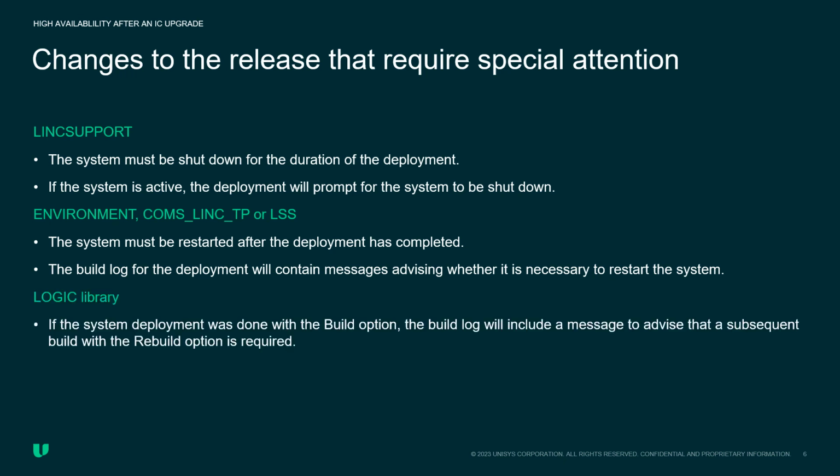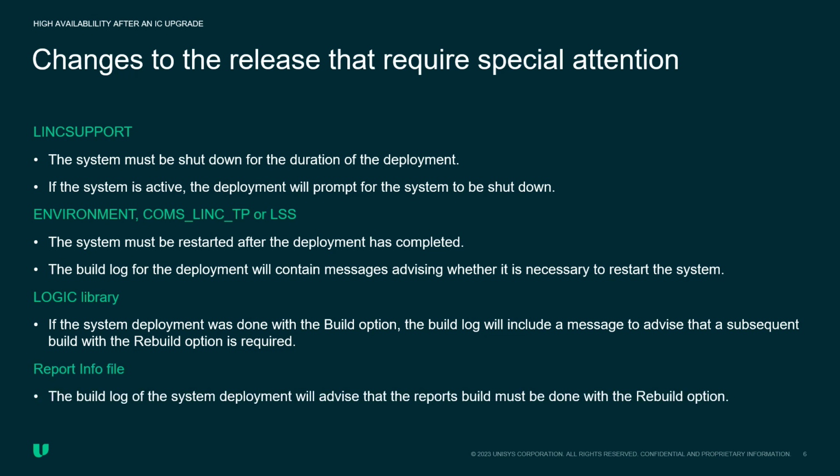The system must be deployed with the rebuild option when there are changes to the logic library. This ensures consistency across all code libraries and prevents runtime issues. If the first deployment after an IC upgrade is done with the build option, the build log will contain messages to advise you that the system must be deployed with the rebuild option in a subsequent build. To ensure the stability of your application, always deploy your system with the rebuild option after an IC upgrade.